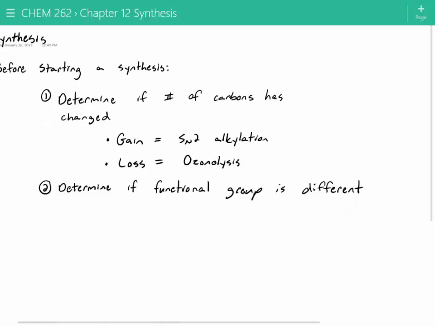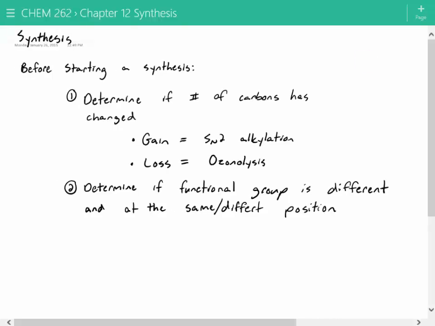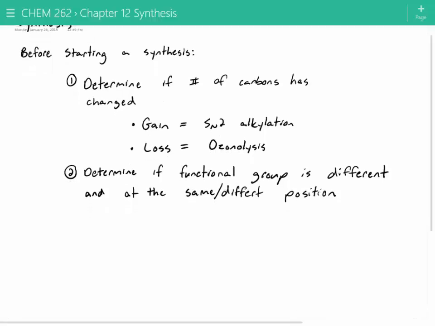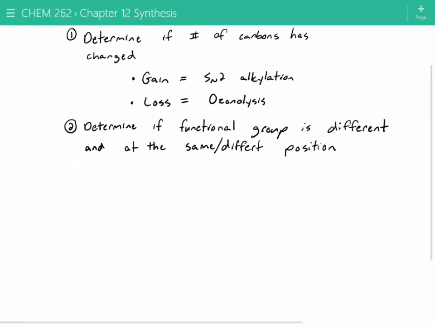All right, so our second step is to determine if the functional group is different. Another thing to pay attention to is whether or not that functional group is coming off of the same carbon or if it's moved around at all. So the same or different position. So these are the 2 key points. We need to keep track of our carbons, and then we need to keep track of our functional group transformation and determine whether or not it's actually changed position on the chain.